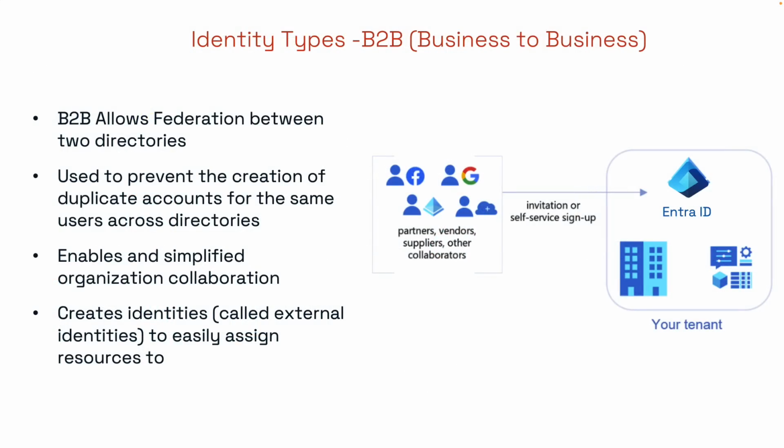So looking at the different identity types, we have business to business, and this is, as I said, your traditional guest or external user. And typically you can invite them by one of two methods. Either you can add them in Entra ID on Microsoft 365 via an admin account, or you can, for example, send out an invite via Microsoft Teams if you're scheduling a meeting.